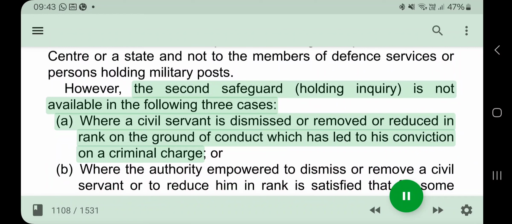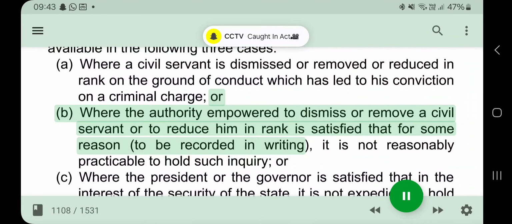However, the second safeguard, holding inquiry, is not available in the following three cases: (a) Where a civil servant is dismissed or removed or reduced in rank on the ground of conduct which has led to his conviction on a criminal charge. Or (b) Where the authority empowered to dismiss or remove a civil servant or to reduce him in rank is satisfied that for some reason, to be recorded in writing, it is not reasonably practicable to hold such inquiry. Or (c) Where the president or the governor is satisfied that in the interest of the security of the state, it is not expedient to hold such inquiry.